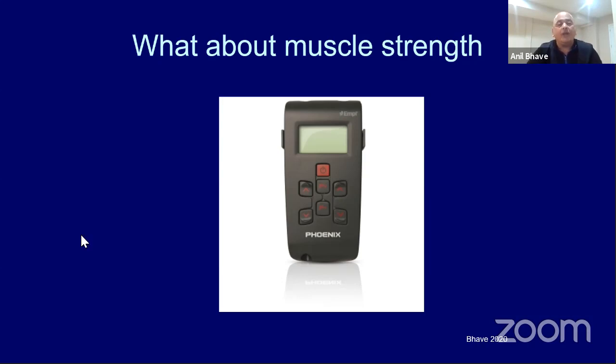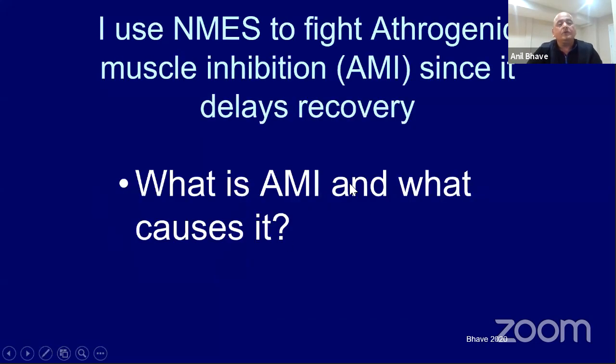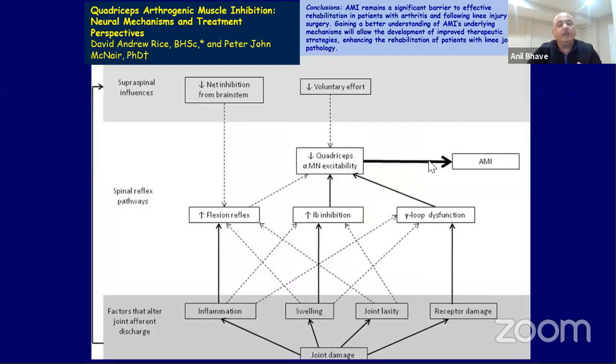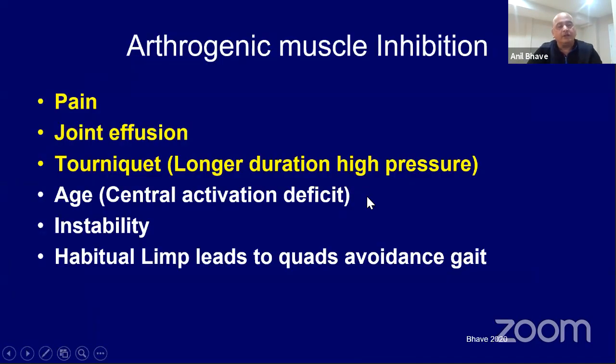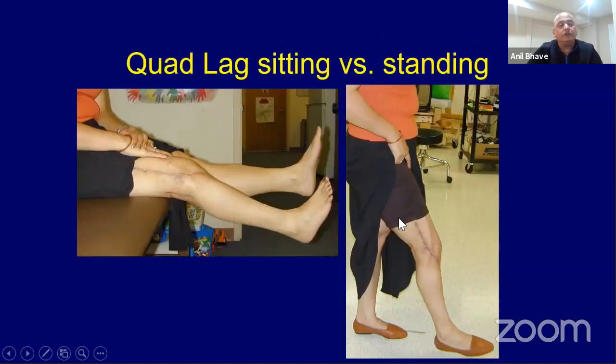So we use passive modality like muscle stimulation, because I believe that there is a significant arthrogenic muscle inhibition that occurs in quadricep muscle. It's a very complex neurogenic effect of inflammation, swelling, joint laxity, receptor damage that can cause inhibition of the quadriceps motor neuronal pool. And to bypass it, you've got to stop it here by giving electrical stimulation, because voluntary contraction is difficult. Pain, joint effusion are a big thing. In limb lengthening, tourniquet is not a big issue, and age is not an issue.